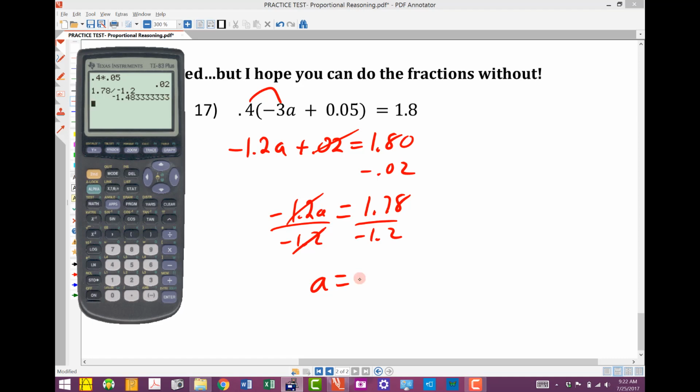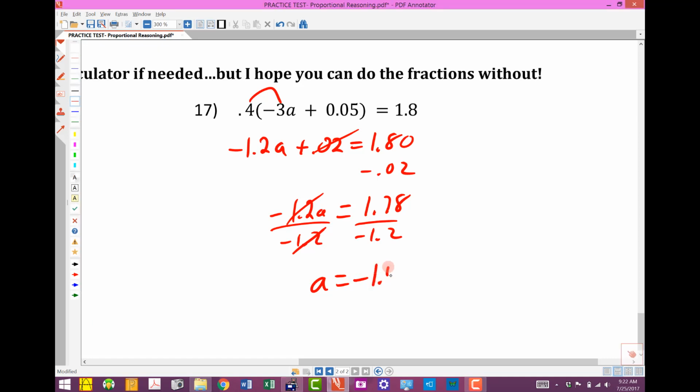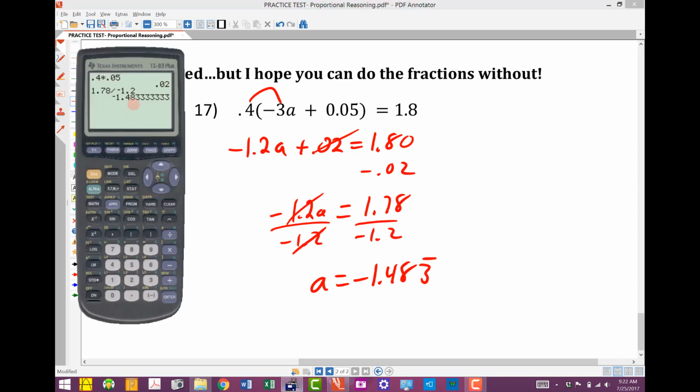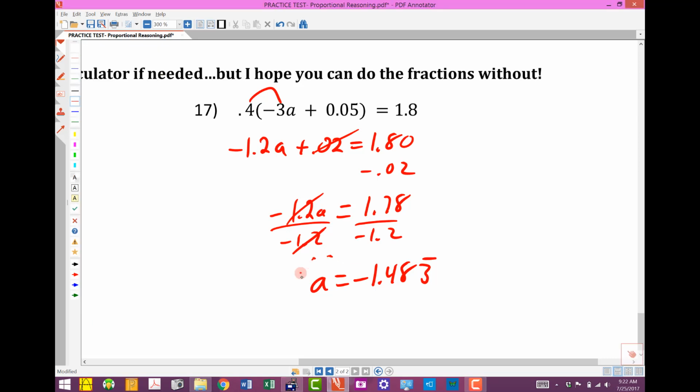So a couple things that we could do here. We can write negative 1.483 repeated. Let's make sure I got that right. I did. Okay. We could write it like that, or most of the time we're going to end up rounding to the nearest hundredth, so 2 decimal places. So if I'm rounding to this place right here, I'm looking at the 3.